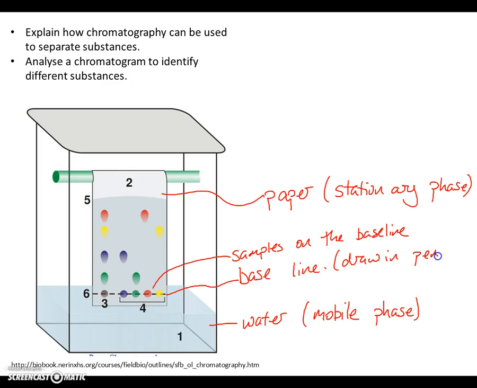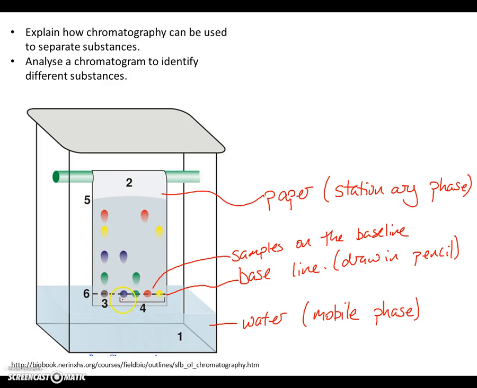Otherwise it's going to run when you run the chromatogram, and then you allow the mobile phase to soak up the stationary phase, in this case the filter paper, and depending on the solubility of the different inks, they will dissolve well within the mobile phase and they will move faster up the paper than the other ones.